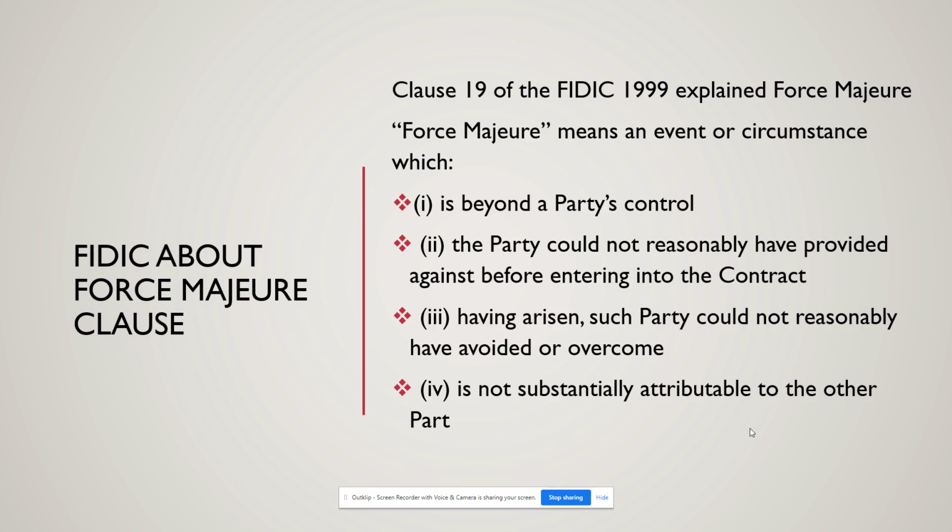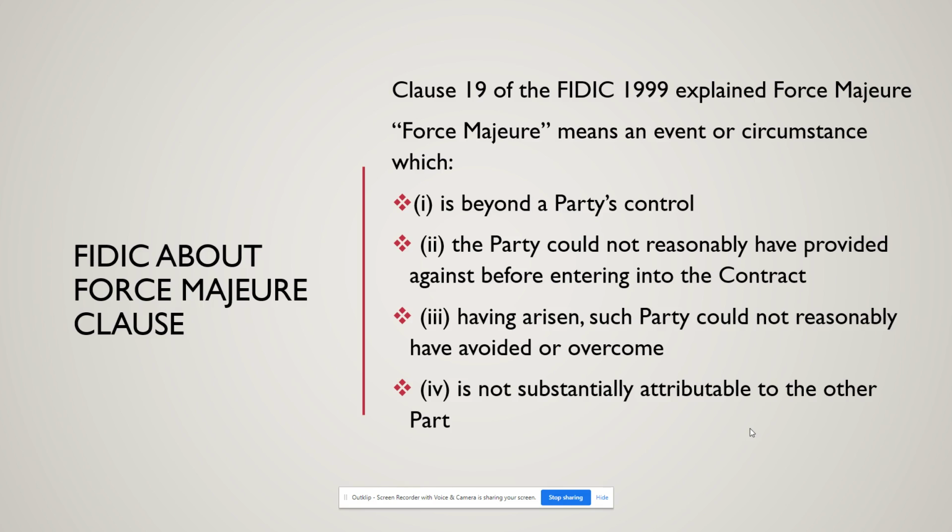First, we will talk about FIDIC, one of the famous contract conditions. We will see the FIDIC general conditions separately; we plan to release a separate video regarding FIDIC. So let's see how FIDIC explains force majeure. Clause 19 of FIDIC 1999 explains force majeure: an event or circumstance which is beyond the party's control, which the party could not reasonably have provided against before entering into the contract, which having arisen, such party could not reasonably have avoided or overcome, and which is not substantially attributable to the other party. This is the force majeure definition.